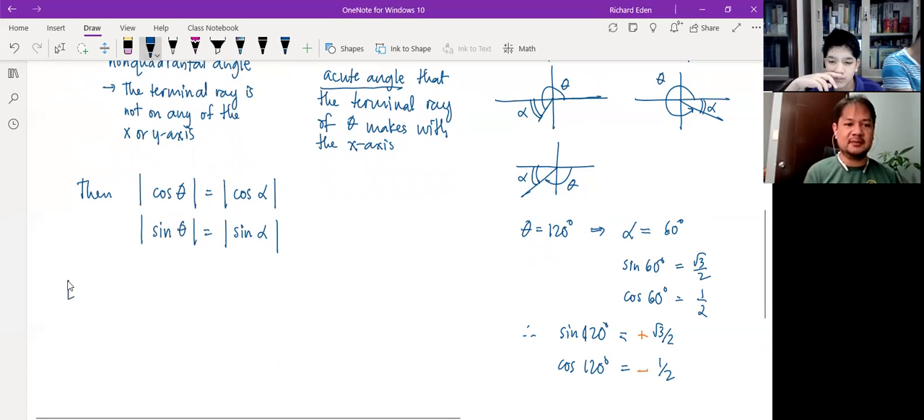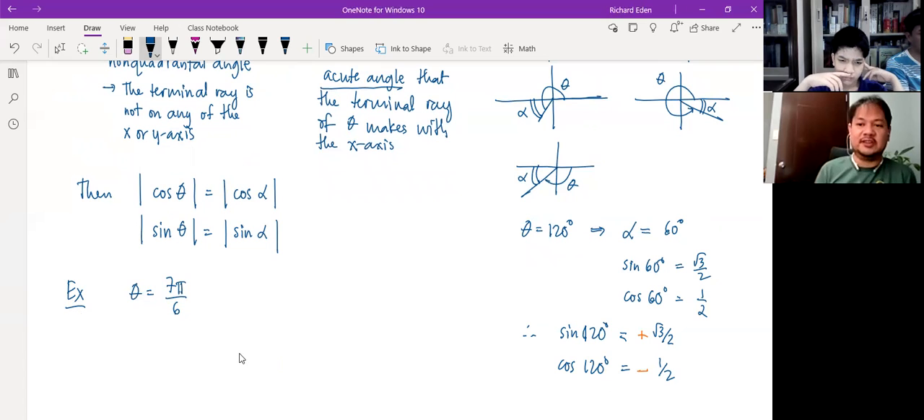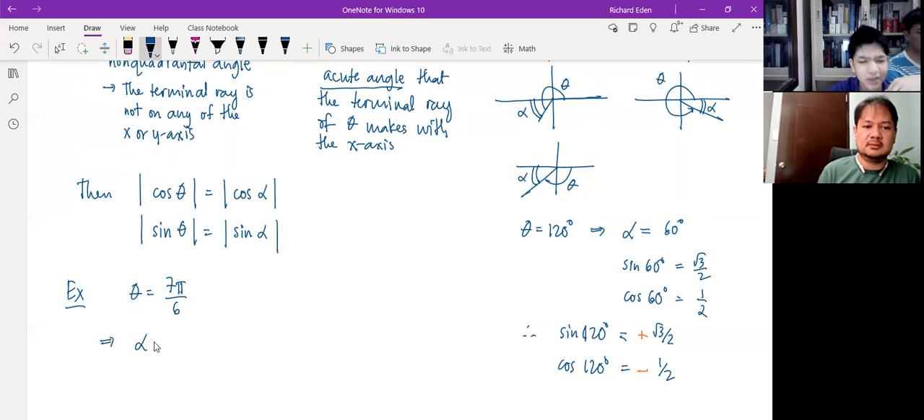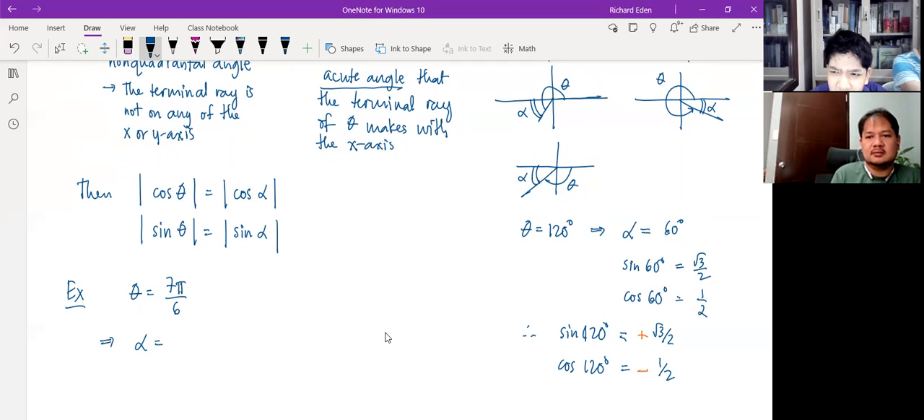So for the example, let's take seven pi over six. What is its reference angle? Seven pi over six is more than 180, since 12 pi over six is a full rotation. More than 180, so the reference angle is one pi over 6. So pi over 6.